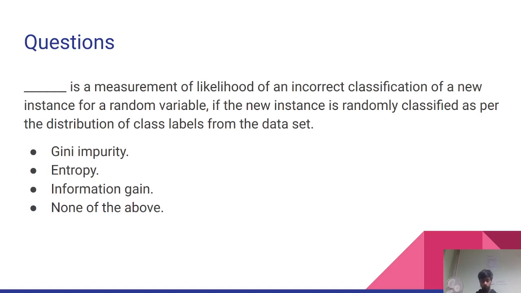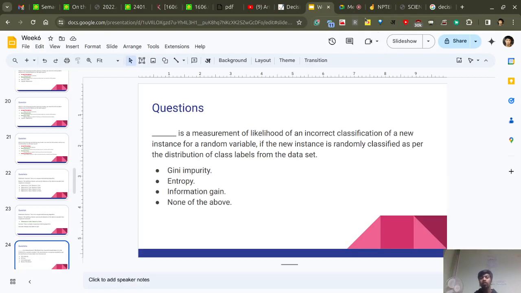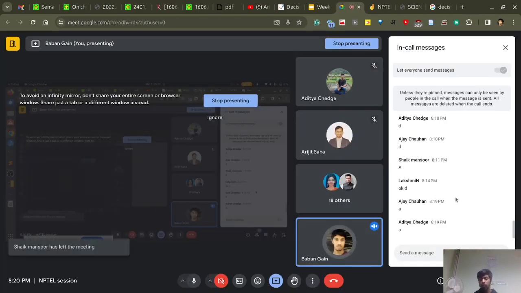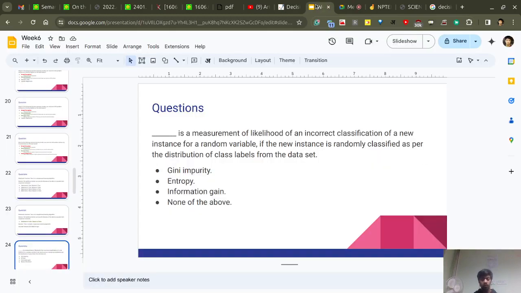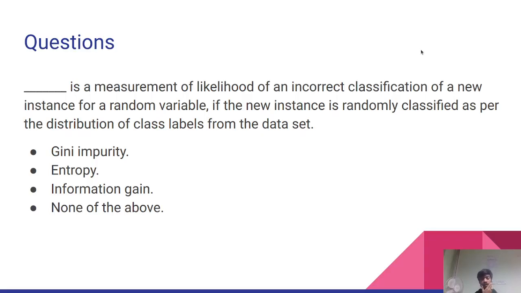Gini impurity. So yeah, this is discussed in the lectures. Obviously, entropy is not that. Entropy is calculated on the whole data set, so it is not really dealing with the incorrect classification. Information gain is also about the variables. So the only correct option here is Gini impurity.